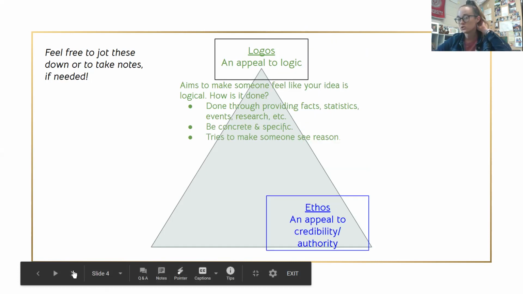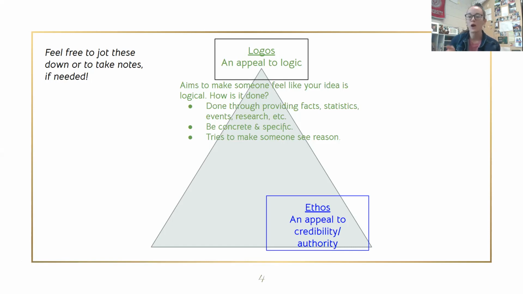All right, the second rhetorical appeal is called ethos. Now, ethos is an appeal to credibility or authority. So what this means is the speaker or the writer or the creator, whoever's trying to do the persuading, is trying to make someone believe them as a credible authority figure that knows what they're talking about. You're trying to appeal to our need as humans to believe someone who knows what the heck they're talking about.